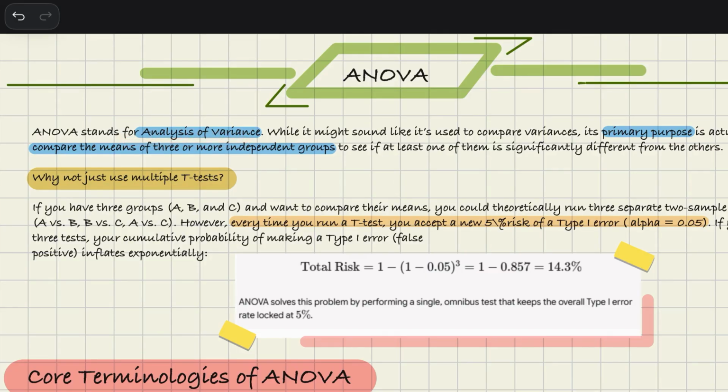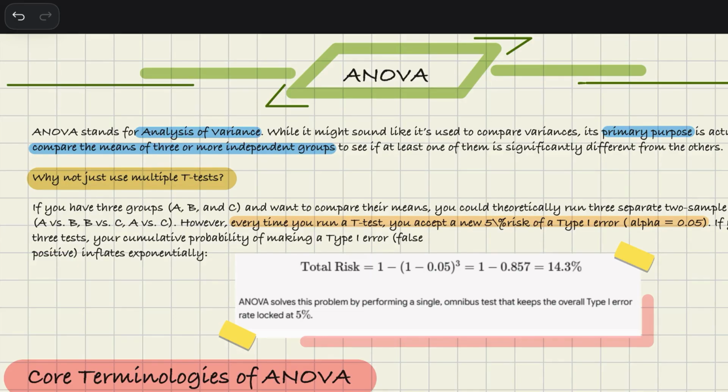Before we look at the math, let's clear up the classic exam trap that catches many students off guard. Because of the name analysis of variance, it sounds like we are testing whether the variances of datasets are different or not. This is false. The primary purpose of ANOVA is to compare the means of 3 or more independent groups to determine if at least one of them is significantly different from the others. So we merely use variance as a clever mathematical trick to get that answer.